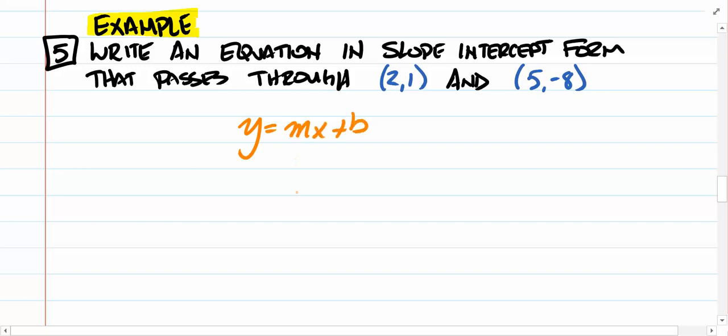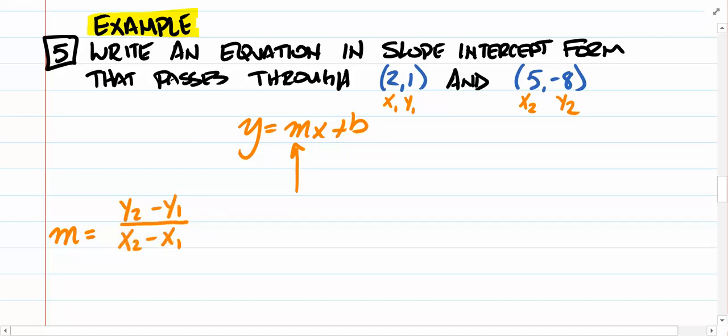So the first thing that I'm going to get is the slope. And the way that I'm going to get the slope is I'm going to use the slope formula. Remember, this is x1, this is y1, this is x2, and this is y2. So the slope formula says I take y2 minus y1 divided by x2 minus x1.